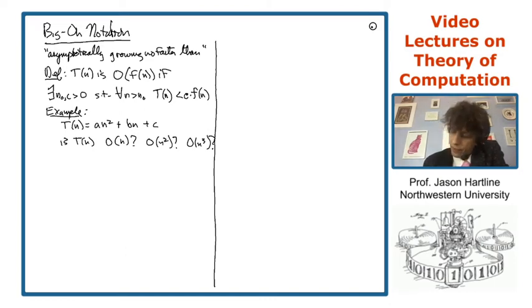So you probably recognize that t of n is order n squared here. But in fact, it's also order n cubed because, certainly, a function that grows no faster than n squared asymptotically also grows no faster than n cubed asymptotically, because n cubed grows faster than n squared.